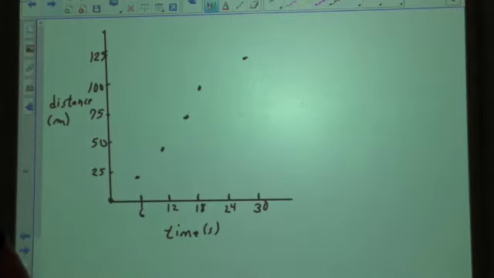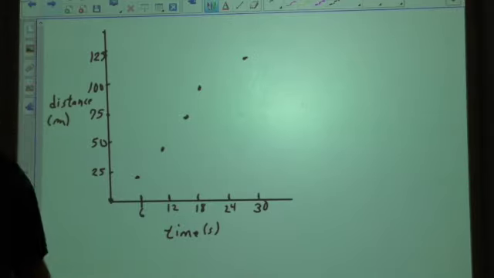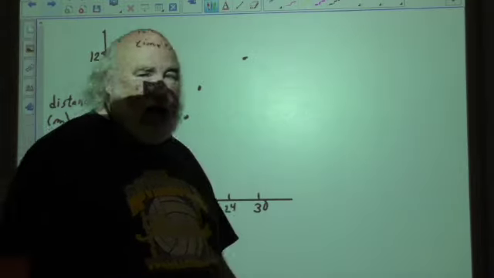Now I intentionally picked data that's not going to make a nice, clean, straight line graph because in life that's not how it works.